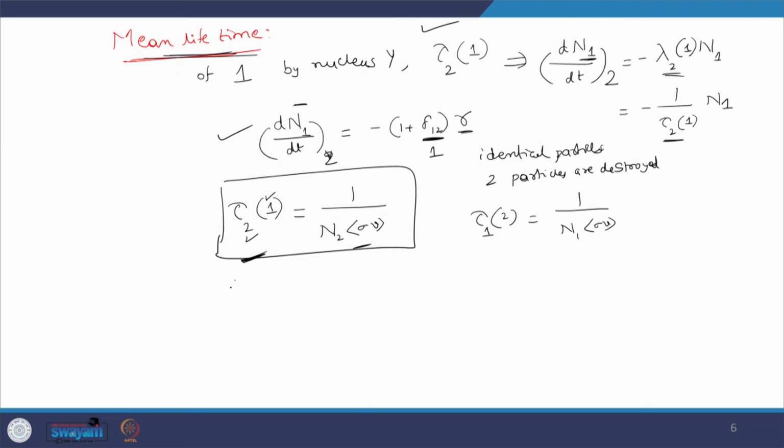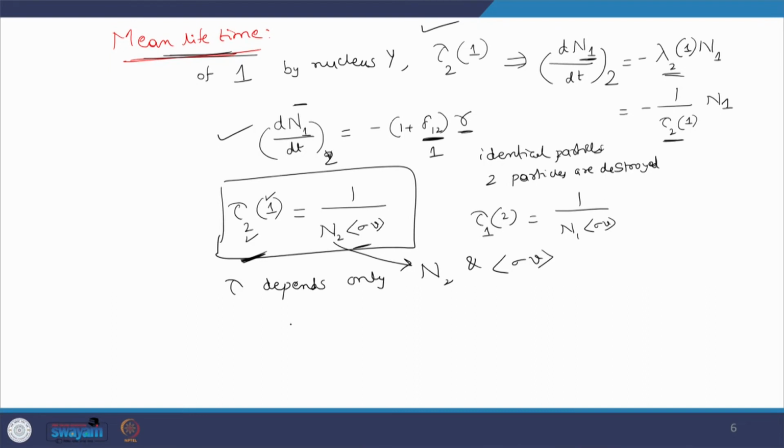Now, this tau depends only on N2, you see. The more density of destructing nuclei, the second type of nuclei, the less the lifetime of the first type of nuclei. So, N2 and also of course the reaction rate: tau of 1 against destruction by nuclei 2 is quite short if N2 and sigma v are very high.